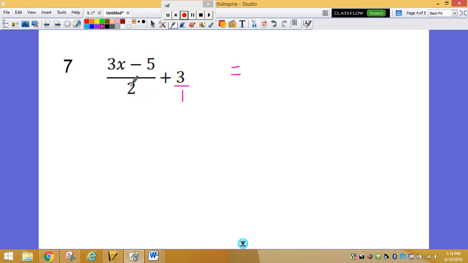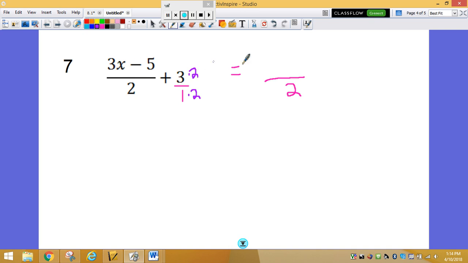So your least common multiple between 2 and 1 is a 2. This first fraction is fine. I got a 2 on the bottom. This is not fine. I need to make that 1 become a 2. The way I do that is I multiply by 2. And if you do it on bottom, you do it on top.